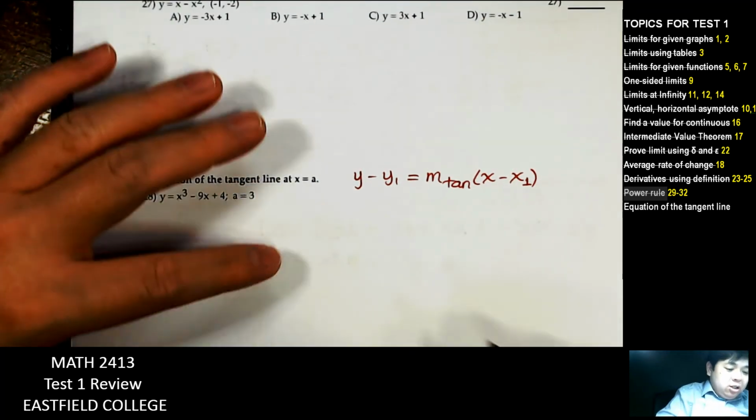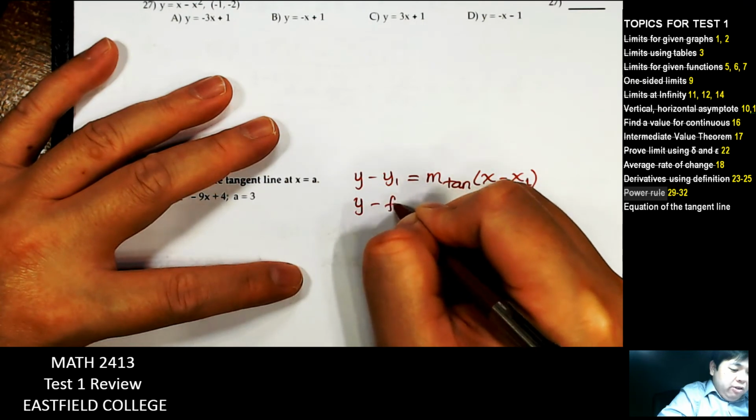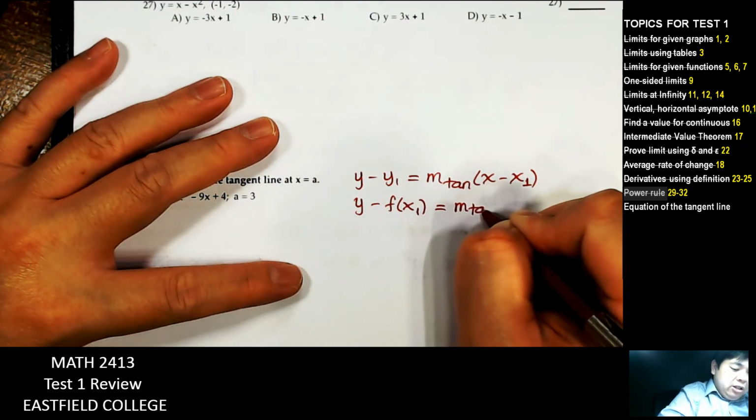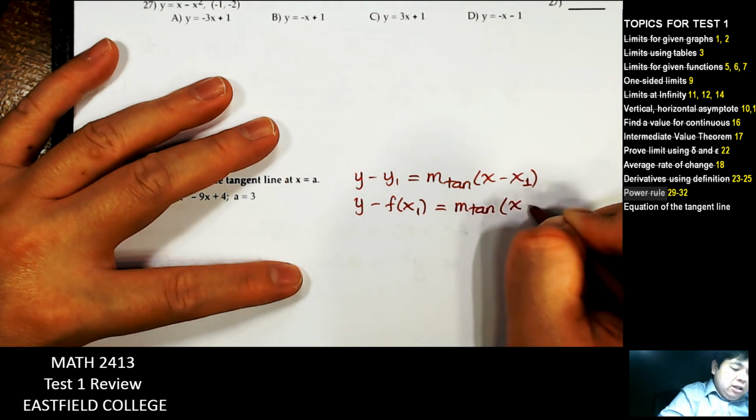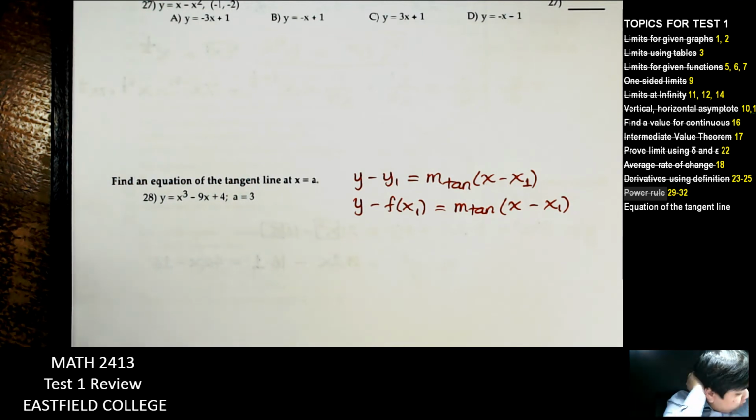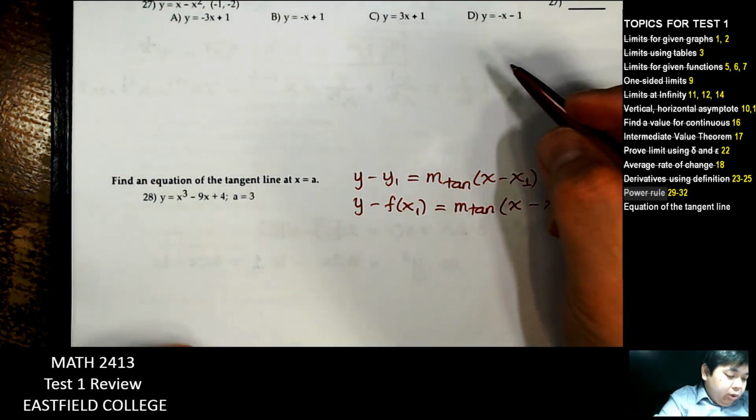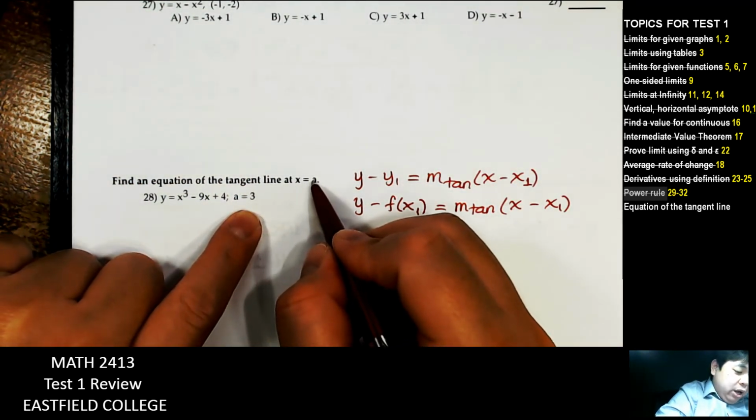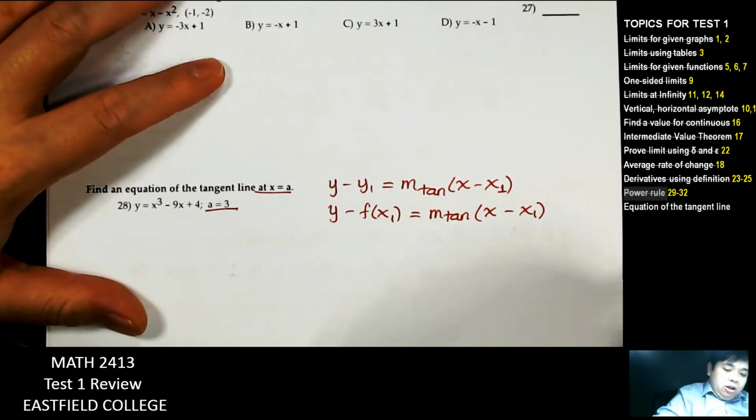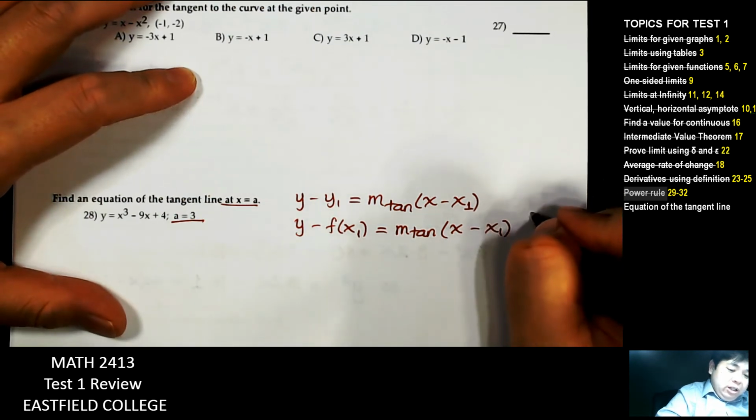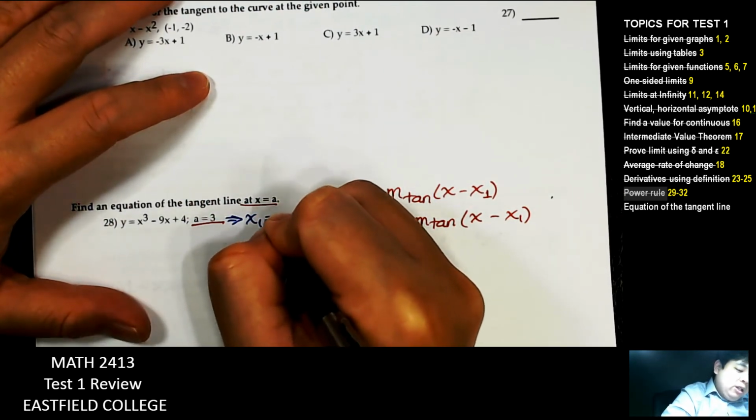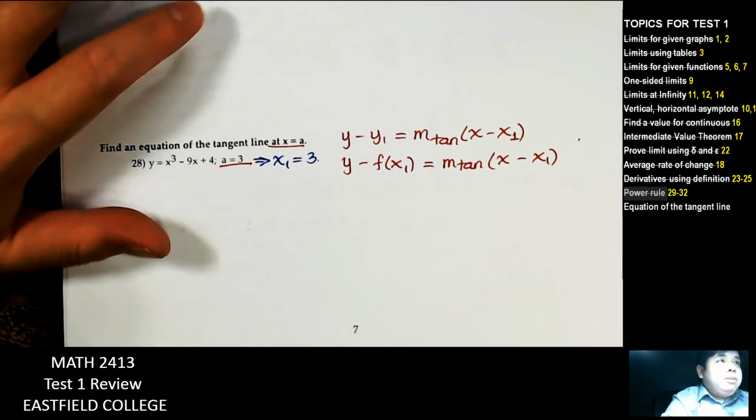We can write it like that, or we can write y minus the value of the function at x1 equal to the slope of the tangent times x minus x1. Now we say the point is x equal to a, where a is 3. So x1 is 3.